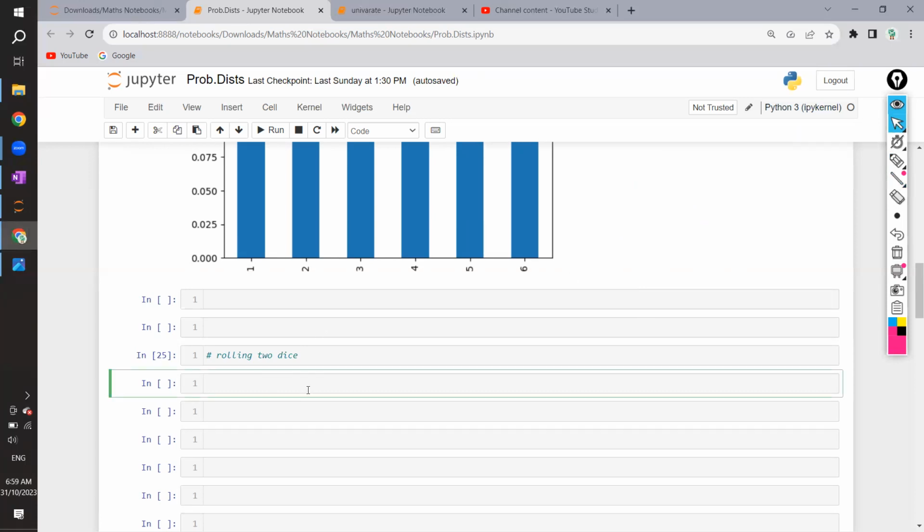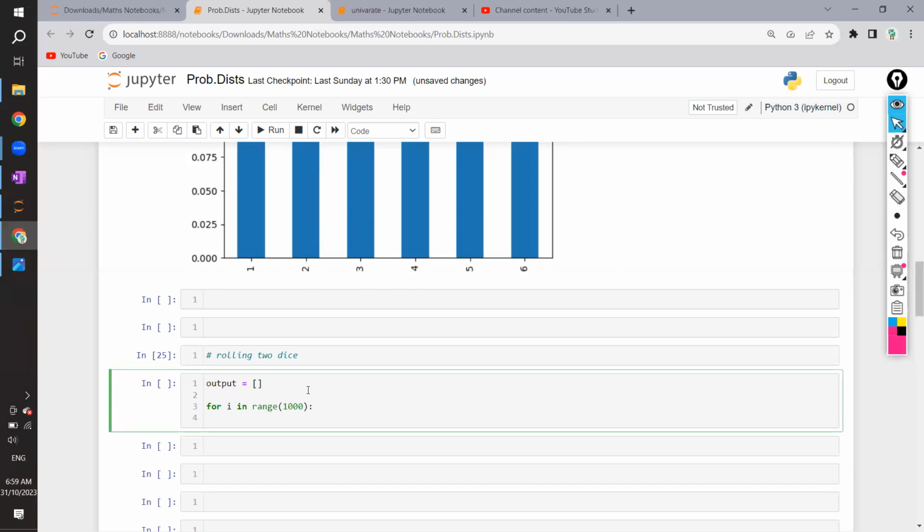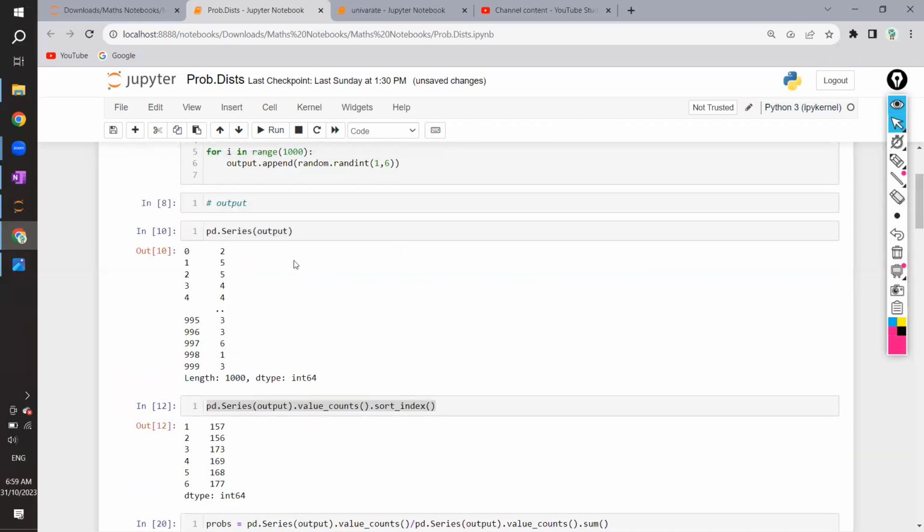So simple. You will have an output. So for i in range of 1000 again, first dice equal to, we'll take the same.